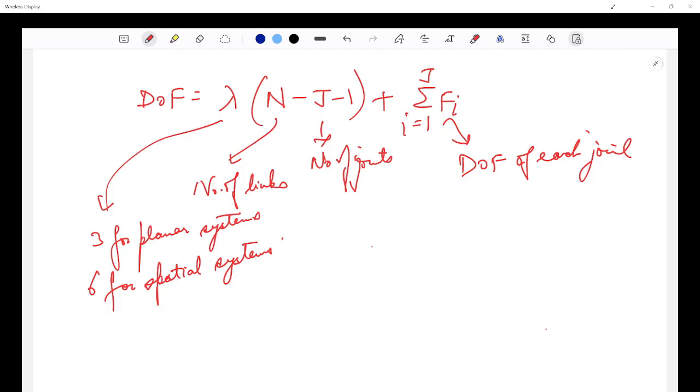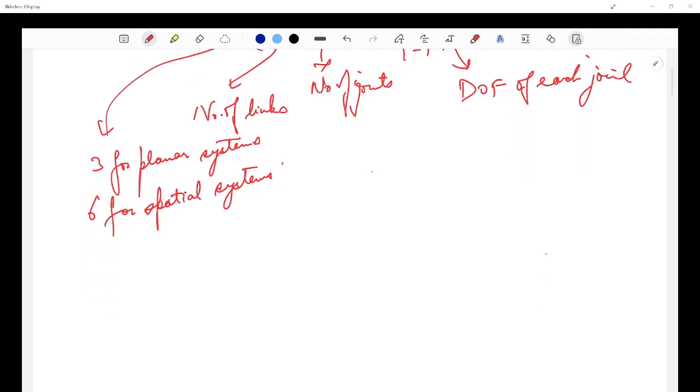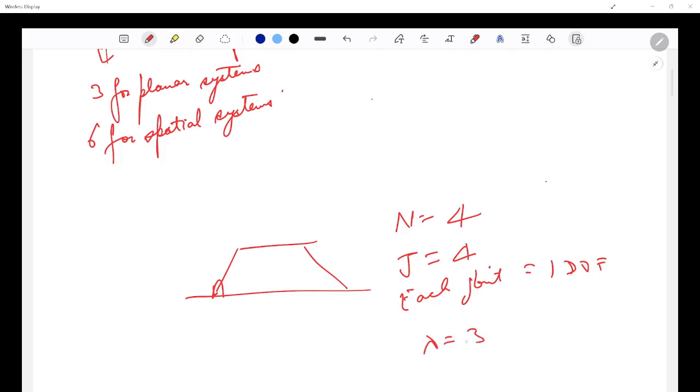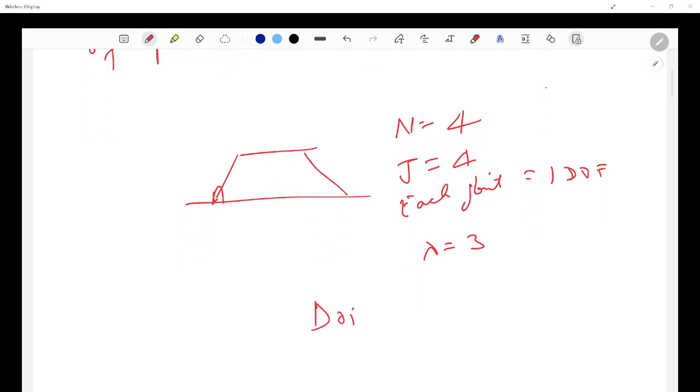Okay. So for example, if there is a planar 4-bar mechanism, for this, number of links is 4, number of joints is 4, each joint has 1 degree of freedom, and since it is planar, lambda is equal to 3. So if you find out the degree of freedom using the same formula, you'll find it to be equal to 1. So it is a 1 degree of freedom system.